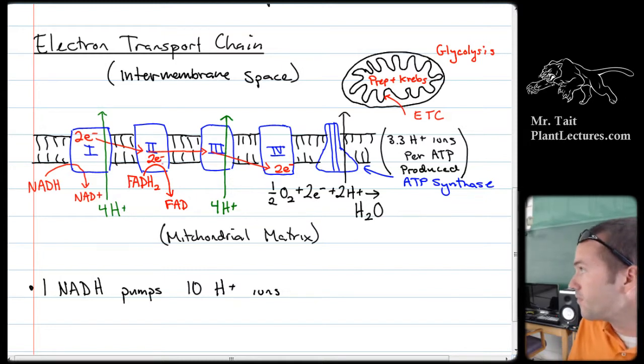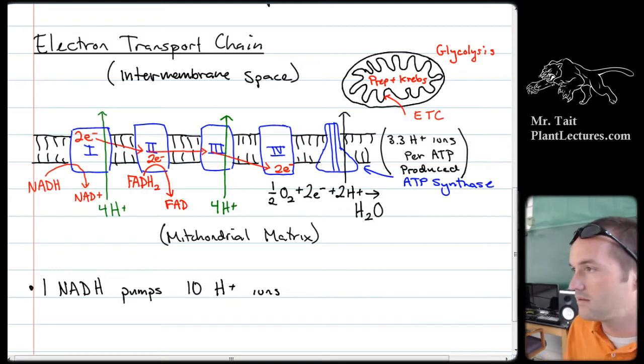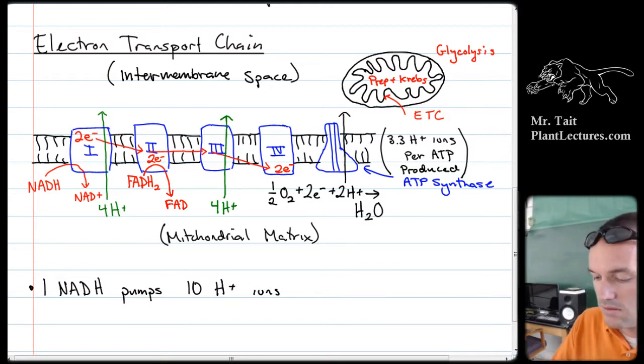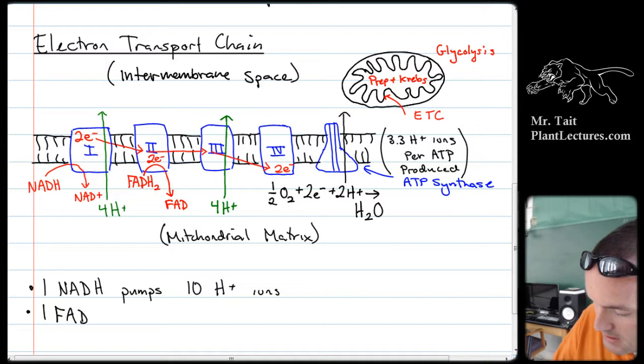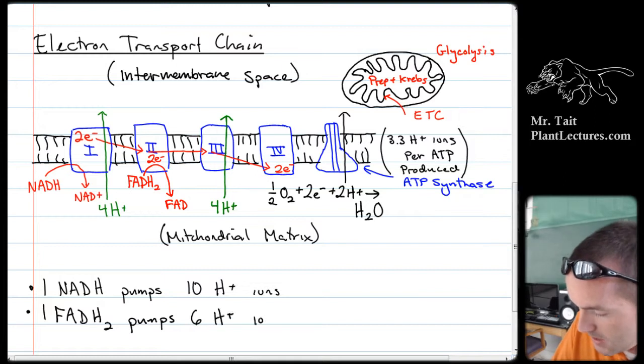Okay? So if FADH2 enters its electrons right here, it skips this first ability to move H+ ions, so it only pumps 4 here and then 2 at the end. So how many does it do? 6. So we can say that 1 FADH2 pumps 6 H+ ions.